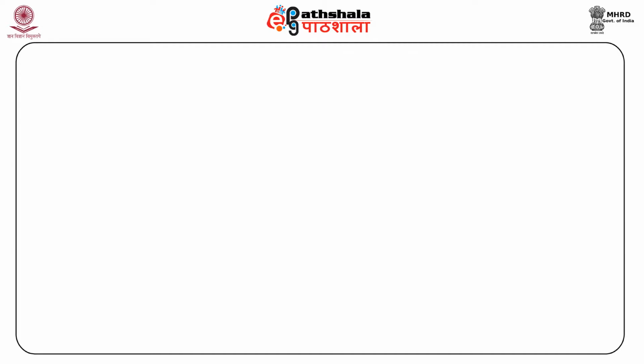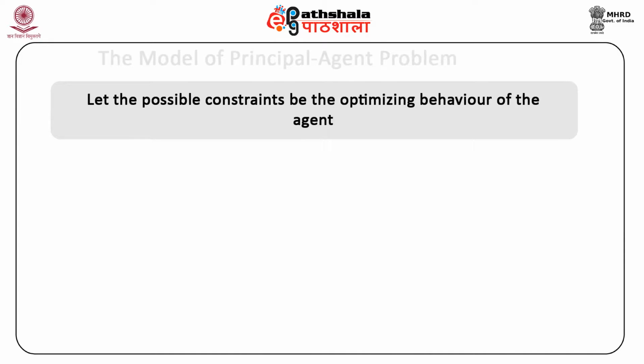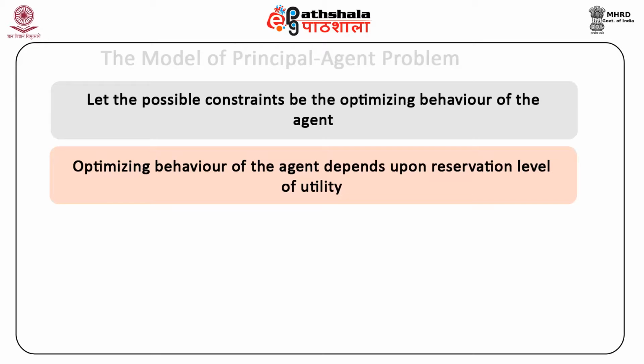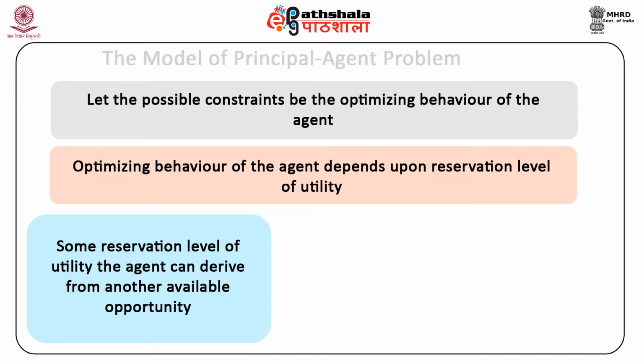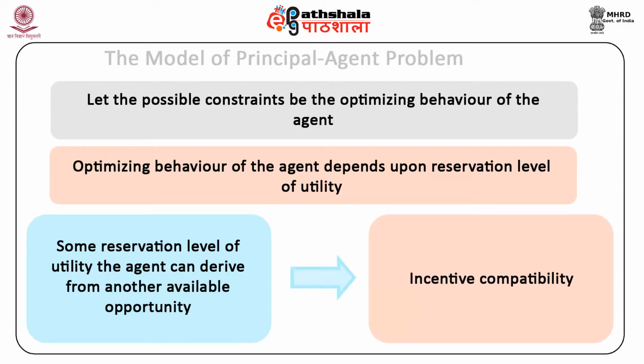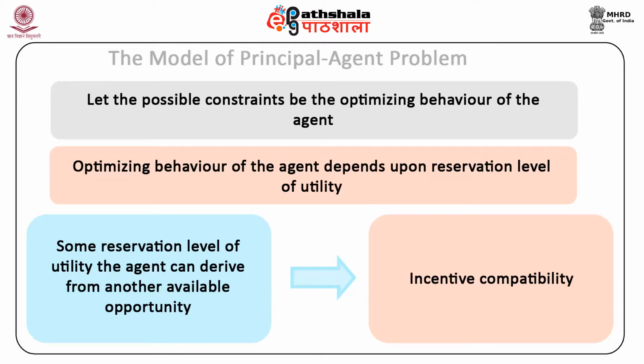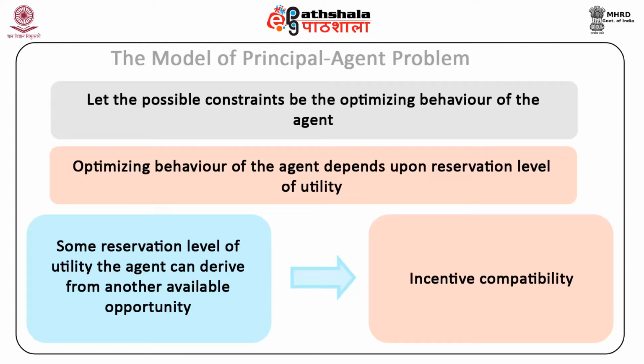Now the principal will try to maximize his utility by choosing a function s(·) which will be subject to certain constraints. Let the possible constraint be the optimizing behavior of the agent. The optimizing behavior of the agent depends upon the reservation level of utility that the agent can derive from another opportunity, and incentive compatibility, from which the utility the agent derives should be over and above the reservation level of utility. Thus, in order to maximize utility, the principal faces two constraints.